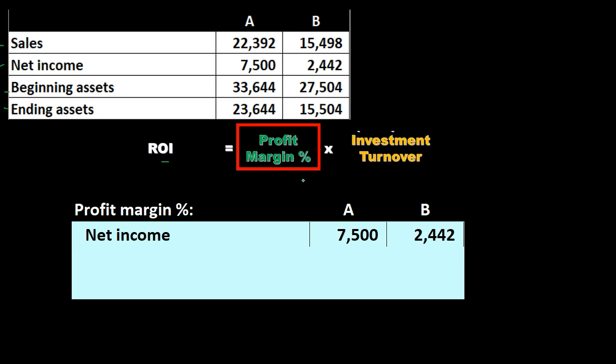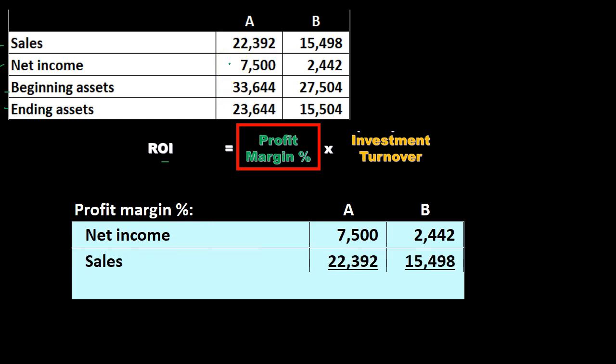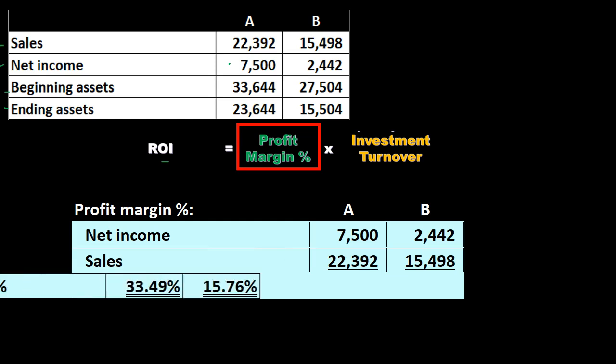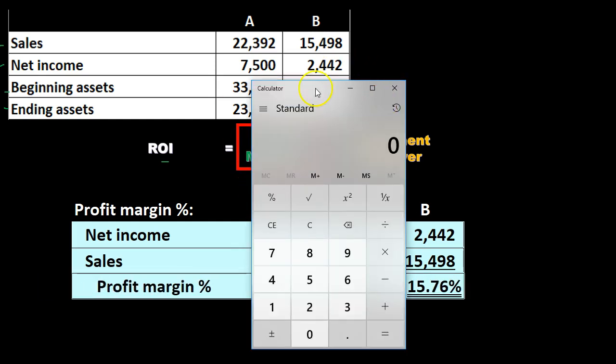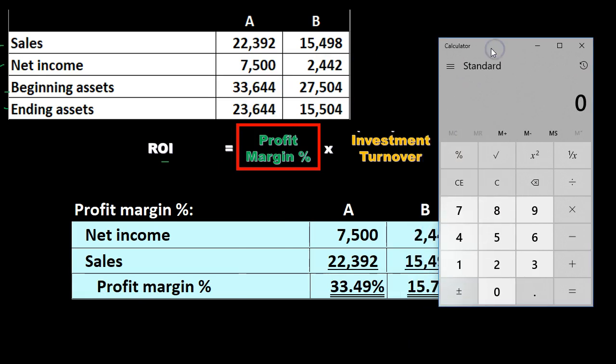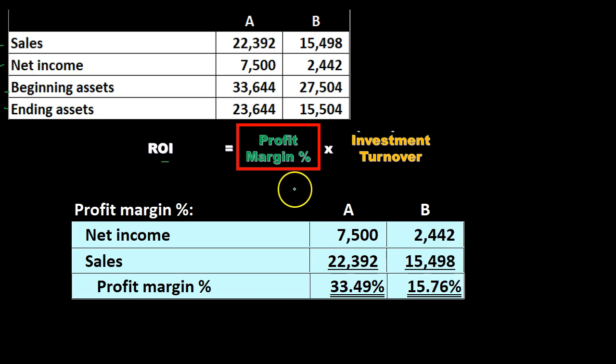Profit margin percent is going to be the net income. Again, some textbooks might just call it income. We're pulling that from our data, and we're going to divide it by the sales. If we divide that out, we get a percentage. So 33.49, it's an estimate. All we did was take the 7,500 over the 22,392. That's about 33.49%. So that's going to be our profit margin percent. We found this number for A and B.